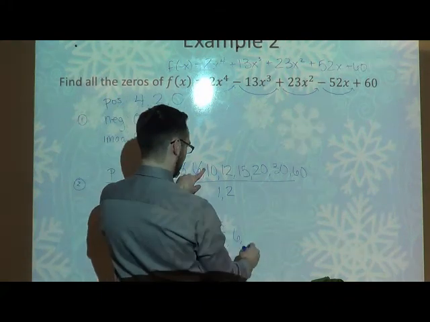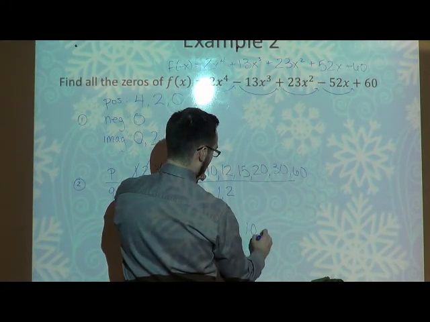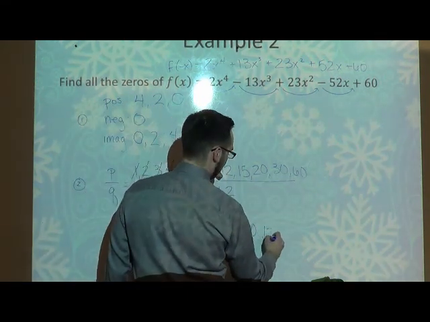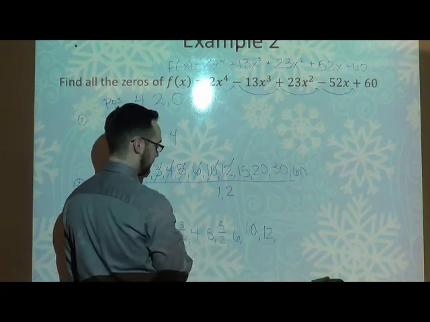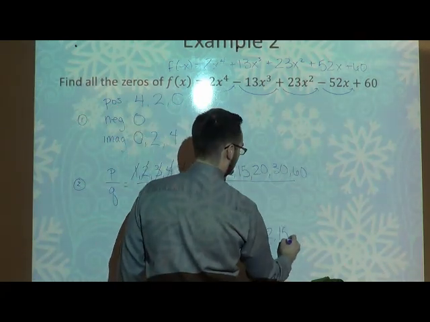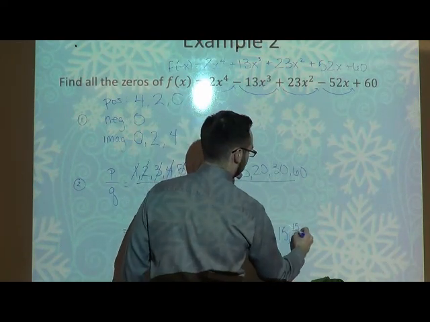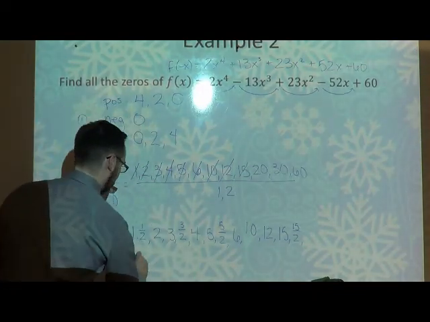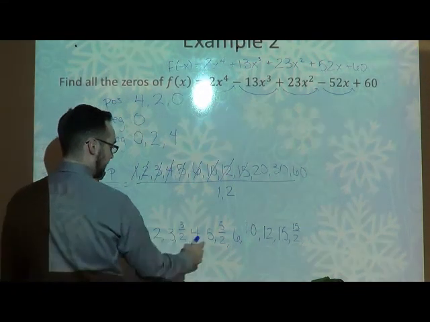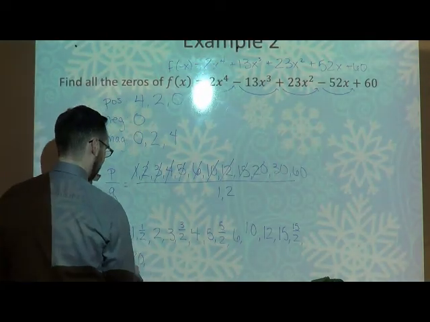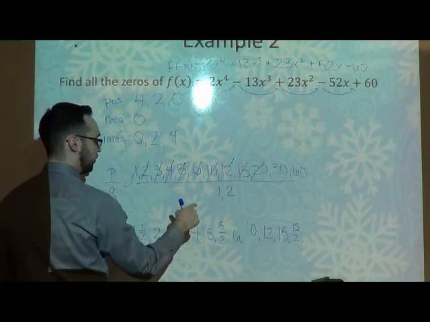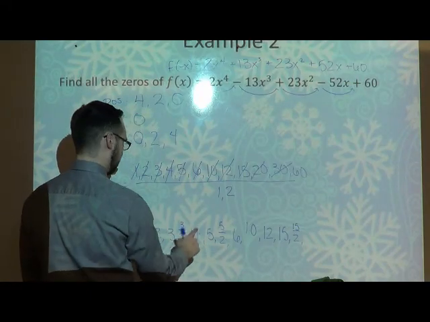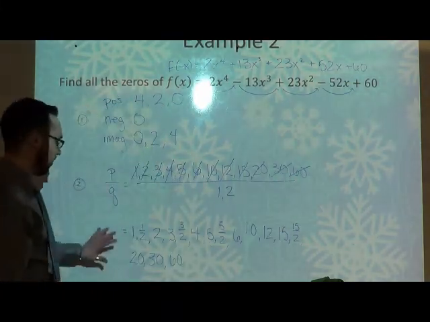10 over 1 is 10. 10 over 2 is 5. I already have that. 12 over 1 is 12. 12 over 2 is 6. I already have that. 15 over 1 is 15. 15 over 2 is 15/2. I'm going to continue down here. Then we have 20 over 1 is 20. 20 over 2 is 10, and I already have that. 30 over 1 is 30. 30 over 2 is 15, and I already have that. 60 over 1 is 60. 60 over 2 is 30, and I already have that. These are all of our possibles.